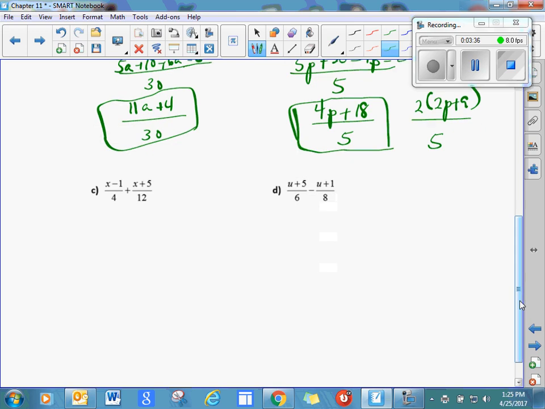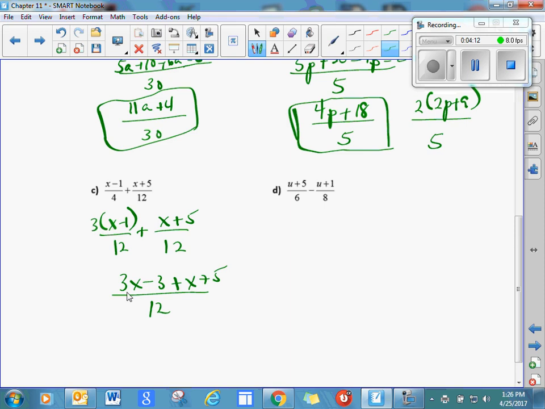Let's look at these last two examples in this video. 4 and 12, common denominator, lowest common denominator. And I failed to mention that we are always looking for the lowest common denominator. So that would be 12. This second fraction's okay, but to get from 4 to 12, I need to multiply by 3. So I need to multiply the numerator by 3 as well. Now I'm ready to do a single fraction bar. I'm ready to distribute and collect like terms. 3x plus 1 more is 4x. Negative 3 plus 5 is positive 2 over 12.